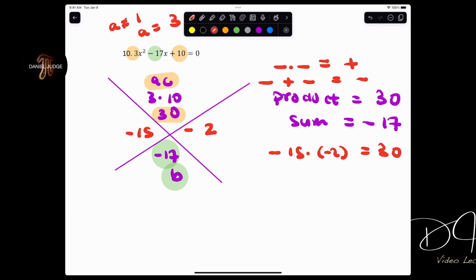Negative 15 times negative 2 is positive 30. Negative 15 plus negative 2 is negative 17. So there you go, ladies and gentlemen. These are the two numbers.